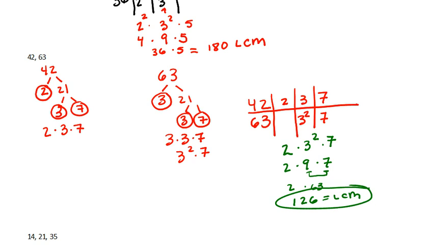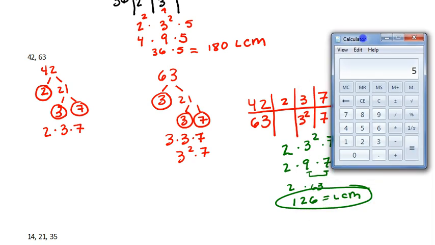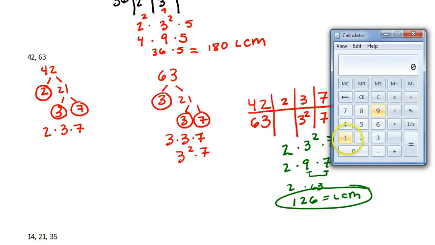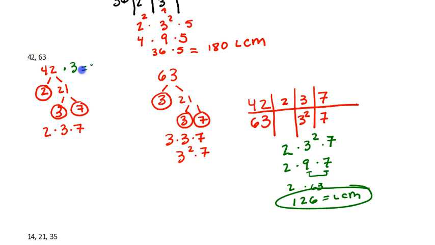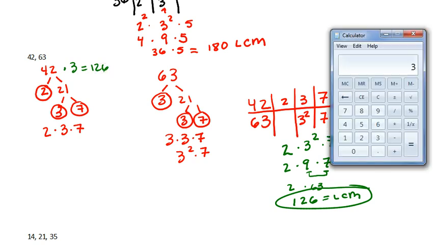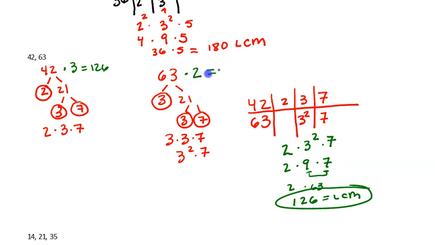Again, I'm going to test my answer using my calculator. So let's clear it. We're going to take 126 divided by 42 equals 3. So we know that 42 times 3 equals 126. Now let's test for 63. 126 divided by 63 equals 2. So 2, 126. So that would be my least common multiple.